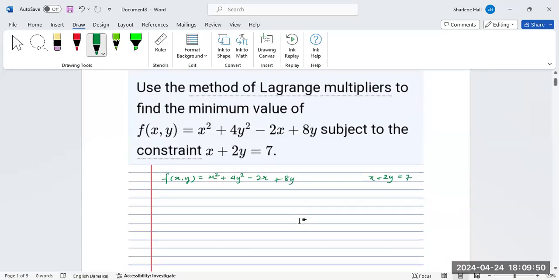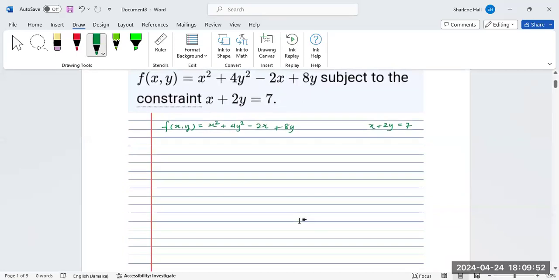So remember, we are doing our differentiation using our partials. So this is going to become 2x minus 2 is equal to lambda. Agree with that? Agree. Good. That's lambda, sir. Yeah, I said that to see if you're paying attention, Shamari.